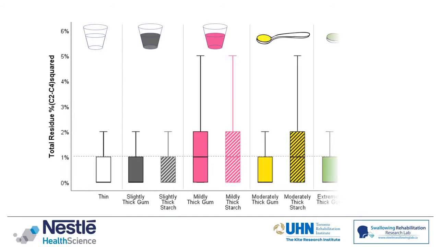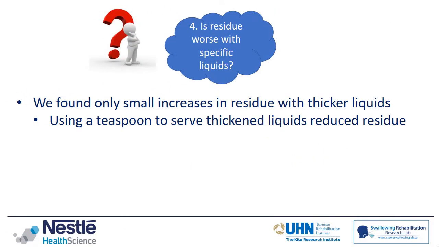And on moderately thick and extremely thick liquids, which were taken in smaller volumes by teaspoon, we found that residue typically fell back down below that 1% C24 squared value, except with the starch-thickened moderately thick liquids. To summarize our findings, we found only small increases in residue as liquids became thicker. And because those moderately and extremely thick liquids are too thick to sip from a cup and were served with a spoon, this generally mitigated the concern about greater residue based on the smaller sip volumes.